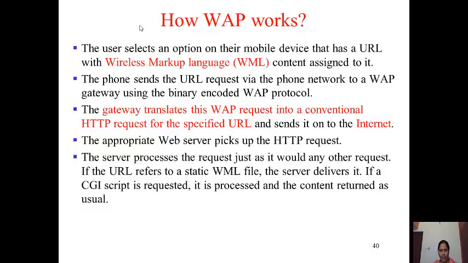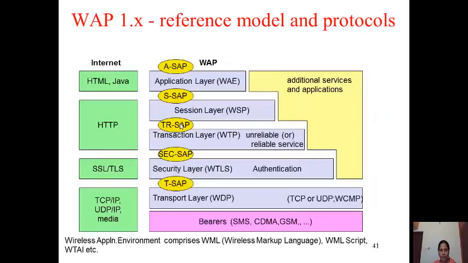So the general procedure is that the request from the user is handled by the gateway, which is nothing but your WAP gateway, where all the conversions take place. This gateway acts as a bridge between the client and the server, that is, the wireless and the wired part of the network.